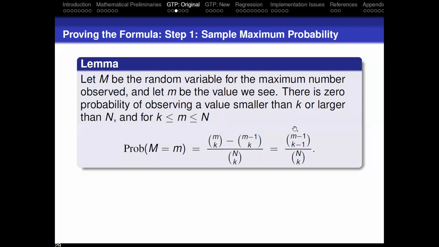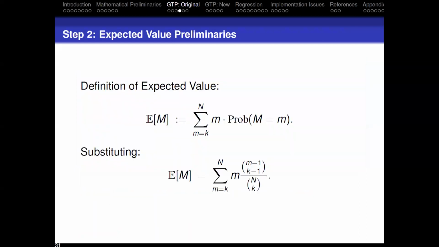You could use Pascal's identity now to give the expression on the far right. Another way of looking at it is to say, if I want my largest serial number to be m, then I have m minus 1 values left over, and I have to choose k minus 1 of them. And that's another way of getting the expression.